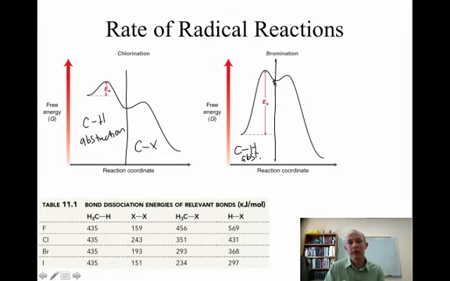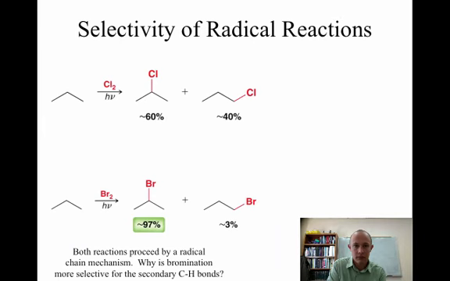So what does that mean? Remember that the activation energy of the slowest step determines the overall rate of the reaction. So what this tells us is that chlorination is going to be fast. The overall rate of chlorination will be very fast. The overall rate of bromination will be relatively slow. Okay, so how does that relate to the selectivity, right? So now let's look at, instead of methane, the chlorination of propane, for example.